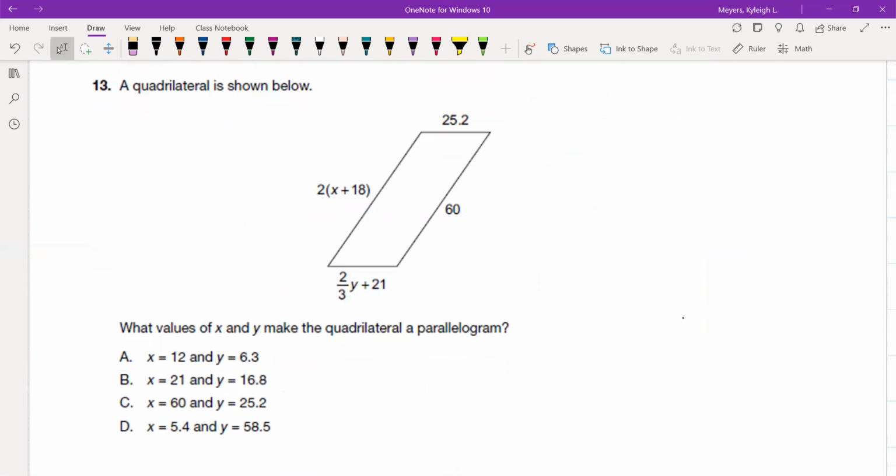Question 13 is a quadrilateral, aka a 4-sided shape, and we want to make it a parallelogram. So it's important to remember that with a parallelogram, your sides are equal. So you would set your sides equal to each other and then solve for the variables accordingly.